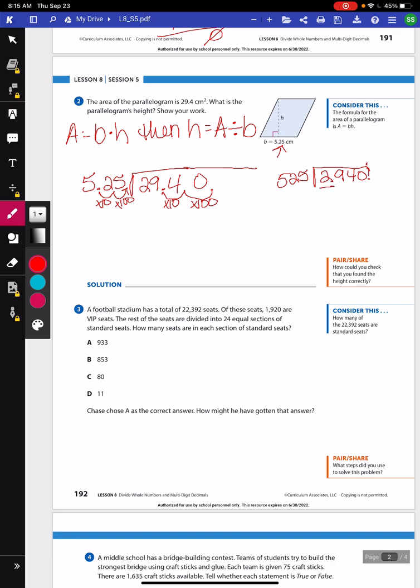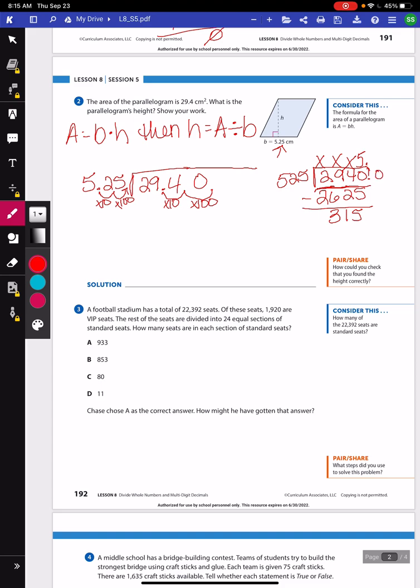All right, can 2 answer the door? No. Can 29 answer the door? No. Can 294 answer the door? No. Can 2,940 answer the door? Yes. 525 can go into 2,940 5 times. 5 times 525 is 2,625. I subtract, and I get 315.